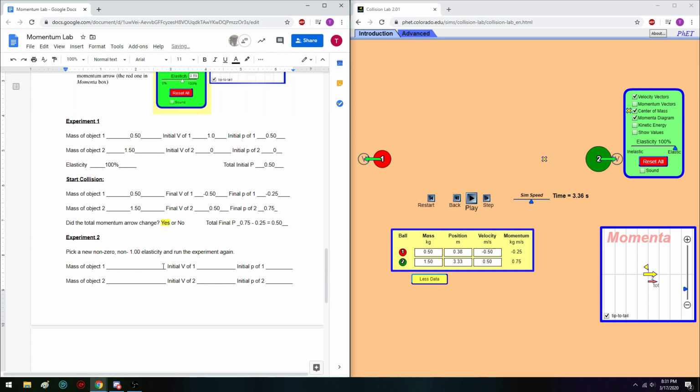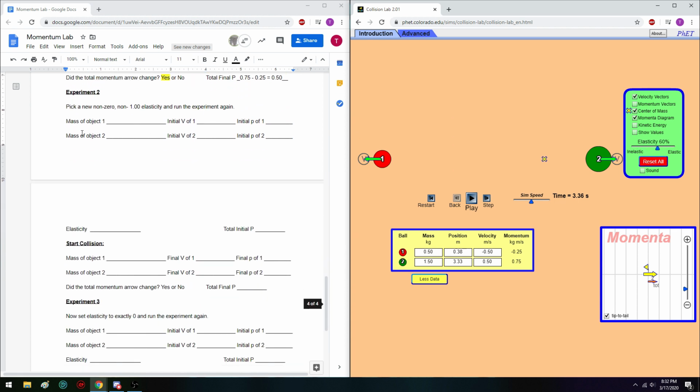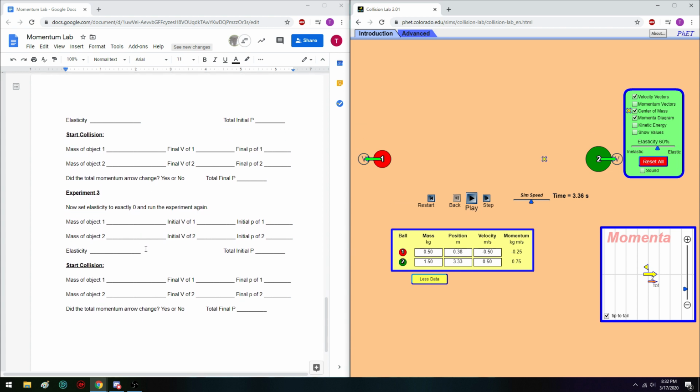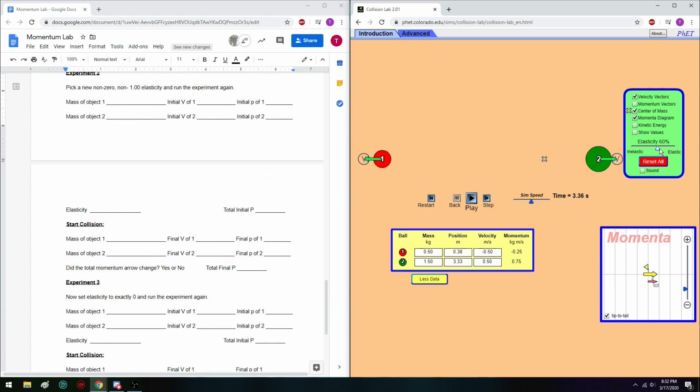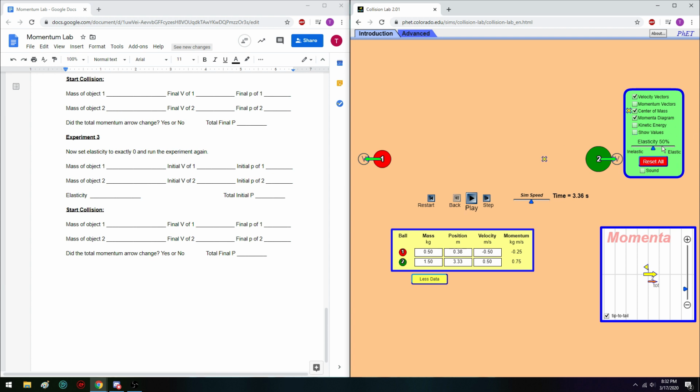For experiment 2, you're just going to go up to this bar here and make it a number that's not 100%. So just make it whatever number you want. It could be like 31, 72, 60, whichever one you want, and just label it as you go. You do that 2 more times, making sure you are at any number between 0 and 100 each time. And for the last one, experiment 3, you're going to make this elasticity 0%.